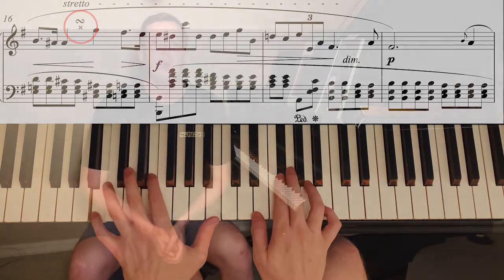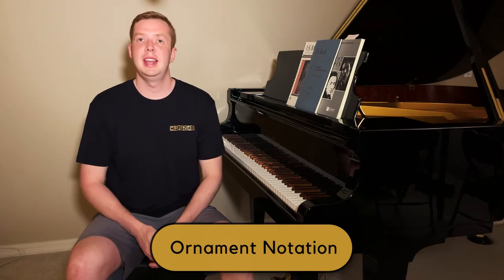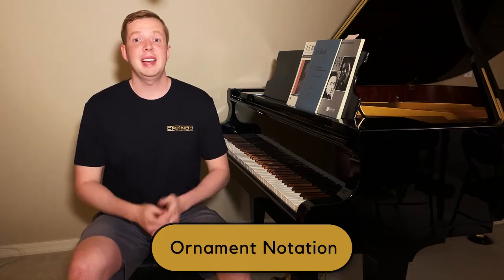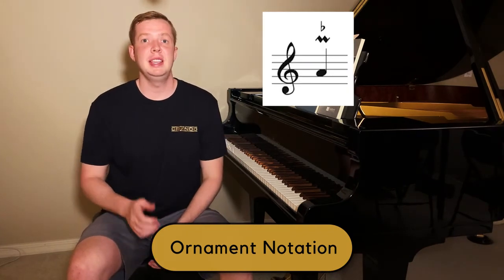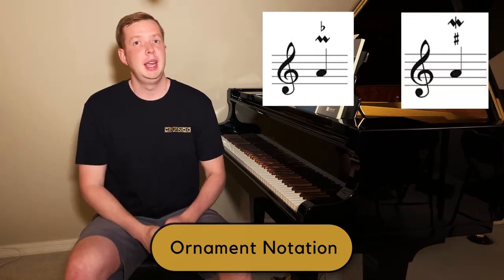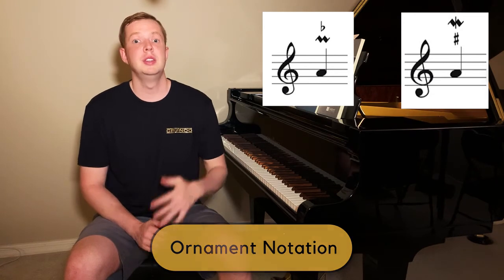One last thought about the ornaments is the use of accidentals like sharps, flats, and naturals, and how these symbols interact with ornamentation. If an accidental is placed on top of the symbol, this means that the higher note above the primary note will follow that accidental. If it's placed below the symbol, then the accidental will apply to the lower note.